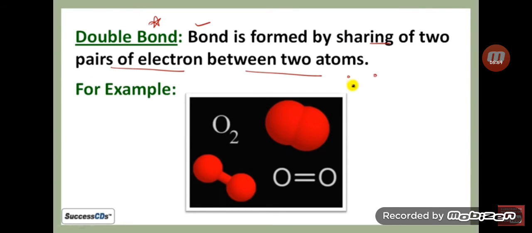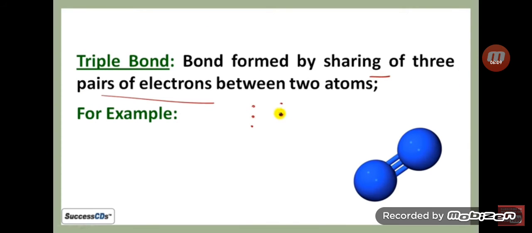Double covalent bond is formed by sharing of two pairs of electrons between two atoms. Example is oxygen. Triple covalent bond is formed by sharing of three pairs of electrons between two atoms.